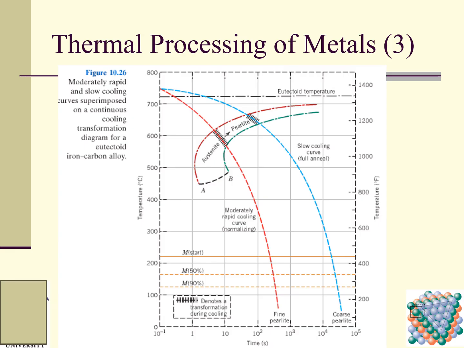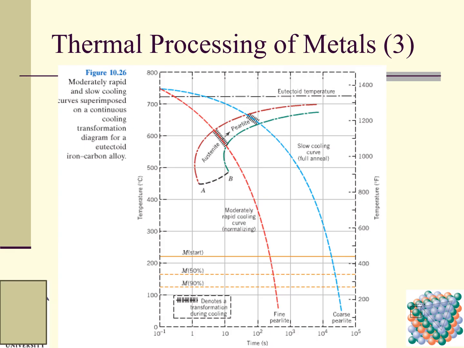This is moderately rapid and slow cooling, the curve superimposed on a continuous cooling transformation diagram for a eutectoid iron-carbon alloy. Do you still recall this curve? This is the begin curve, this is the completion curve, and this is the middle curve, which did not show. This is pearlite. Next to this is pearlite.